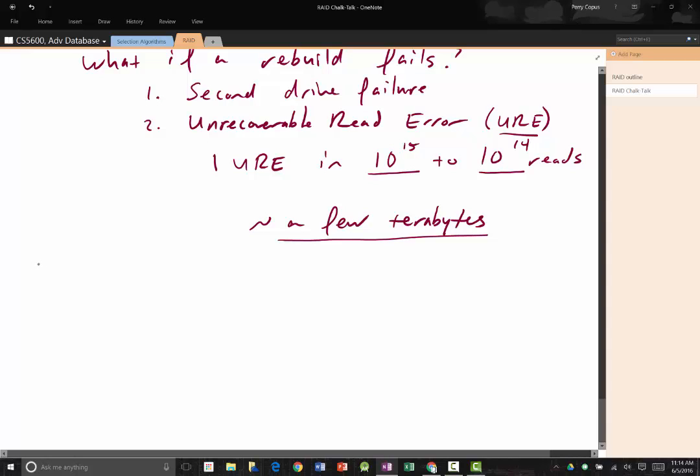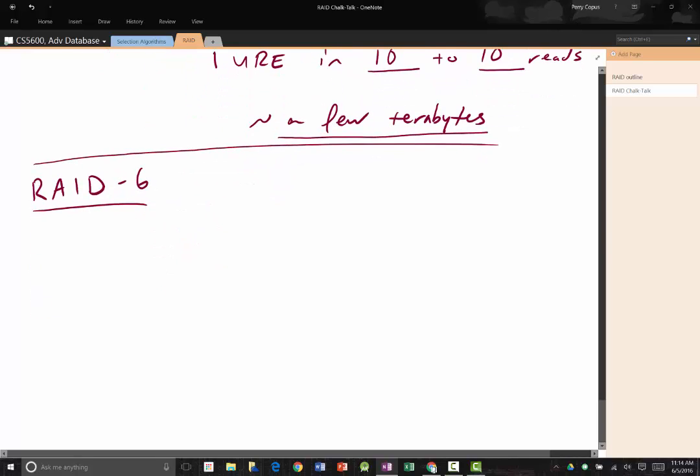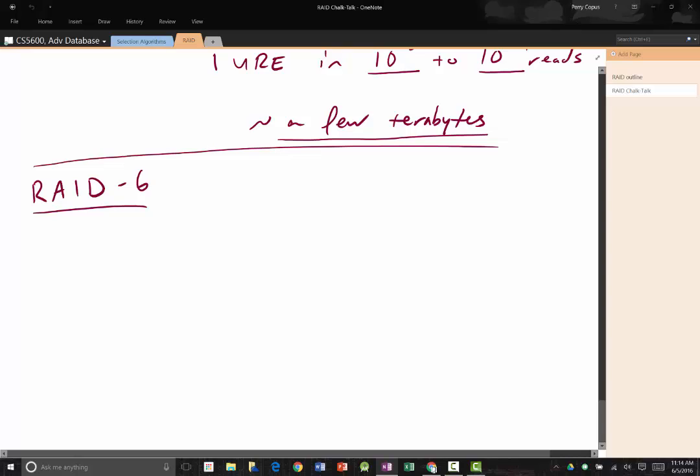So what do we do to mitigate that? The main tool that we have available to us in just the simple RAID levels is RAID level 6. RAID level 6 is just like RAID 5, except we're going to keep twice as much parity data in the array. That means we need a minimum of 4 disks. So let's look at the case where we have 4 disks. Disk 1, disk 2, disk 3, and disk 4.